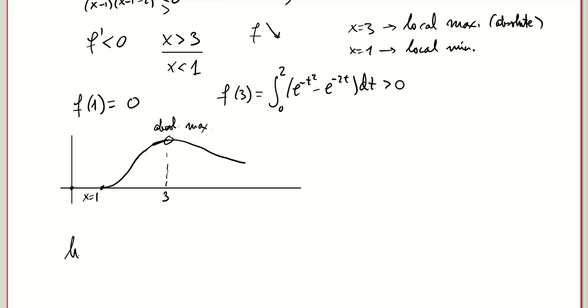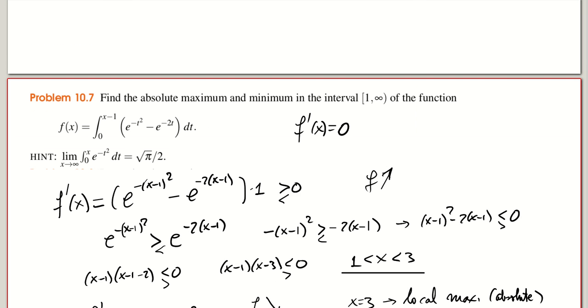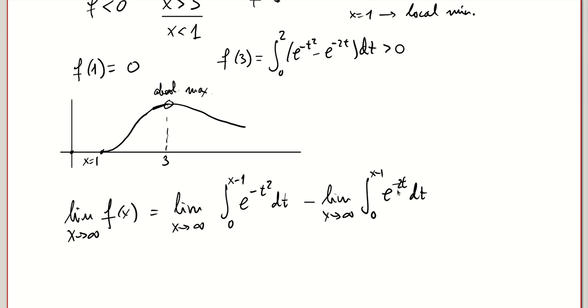So we need the limit of the function f when x goes to infinity, and we have two pieces. The first piece is the integral from 0 to x minus 1 of the exponential of minus t squared dt, right? And then we have to subtract the limit when x goes to infinity of the integral from 0 to x minus 1 of e to the minus 2t dt. Okay.